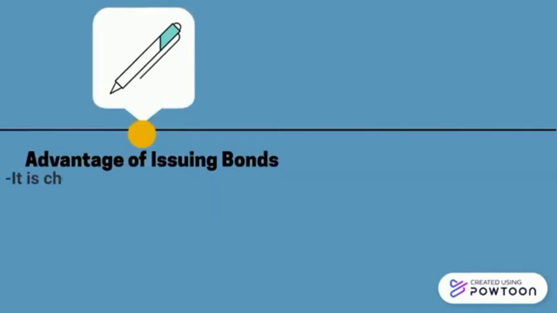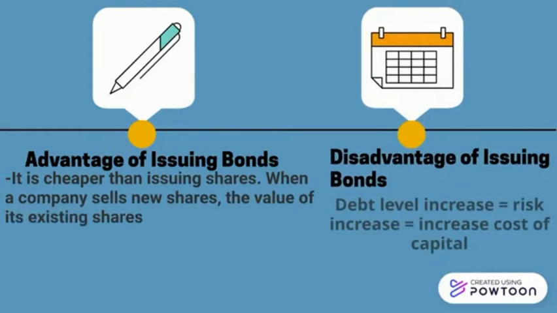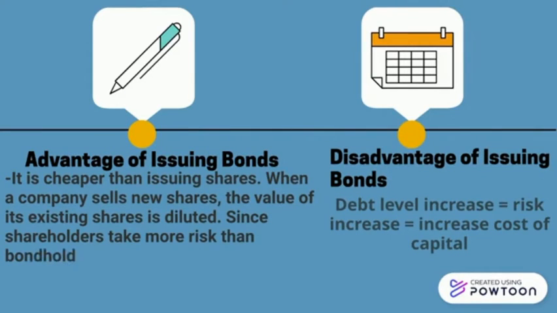The disadvantage of issuing bonds is that a debt level increase equals a risk increase, which equals an increased cost of capital. If a company borrows too much money and it is no longer able to pay back its lender, it might have to raise even more capital or go bankrupt.